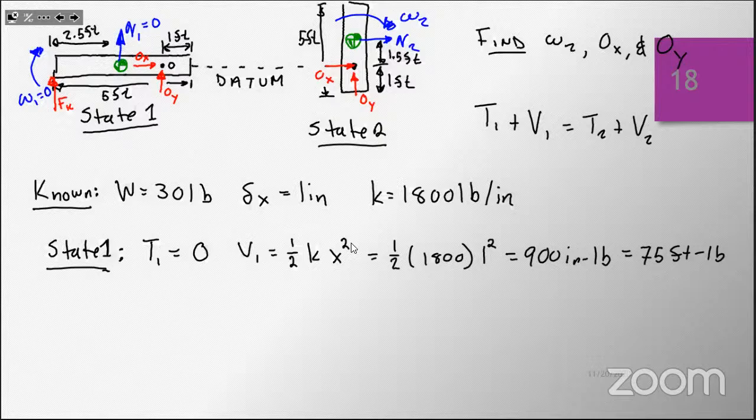So we know now what the left-hand side of this equation is, right? We have the state 1 part. Now we just need to figure out state 2. We need to figure out state 2. So it's state 2.